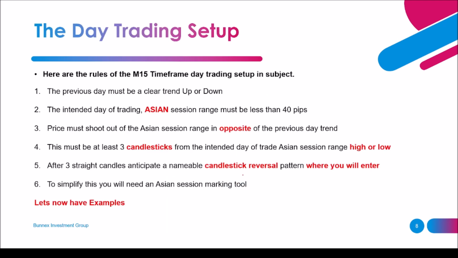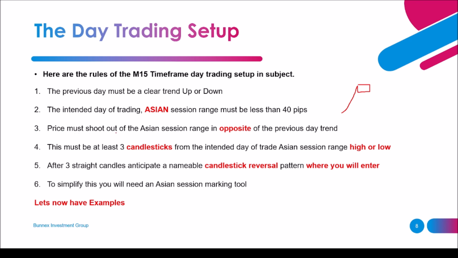So here are the rules of the M15 timeframe day trading setup in subject. We are saying the setup that we are talking about is seen on the M15 timeframe. So the first rule is the previous day must be a clear trend up or down. We must see a clear uptrend or downtrend on the previous day of our time of observation. The intended day of trading Asian session range must be less than 40 pips. We are saying on the day that we want to trade, the Asian session range must not exceed 40 pips. It should be less than 40 pips.